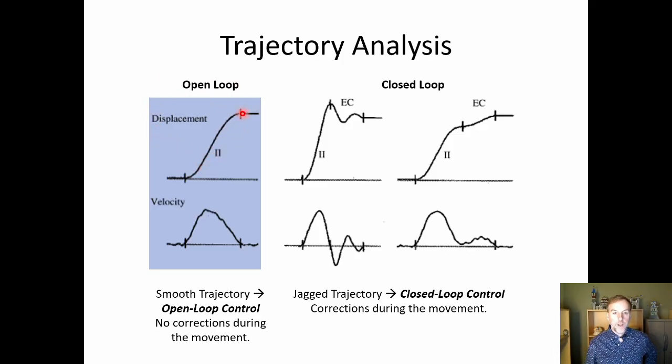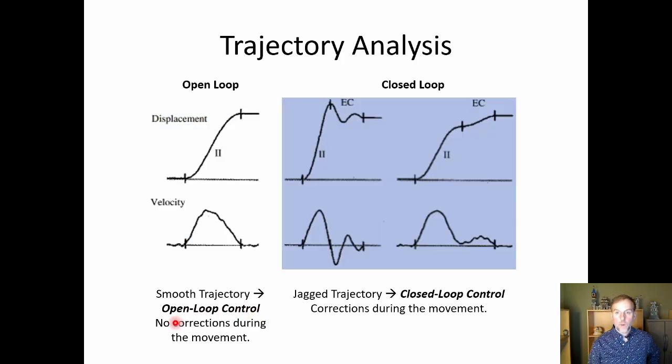We can differentiate this to calculate your velocity. When you move in open loop control, we see these smooth velocity profiles, and typically maximum velocity is near the middle of the movement. We call this a bell-shaped velocity profile. So when we see a smooth trajectory, we say, hey, that's probably open loop control, and you're not making online corrections during the movement. Now, what does it look like when you make online corrections?